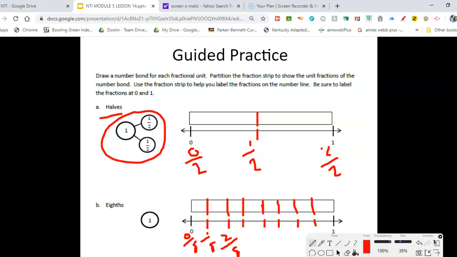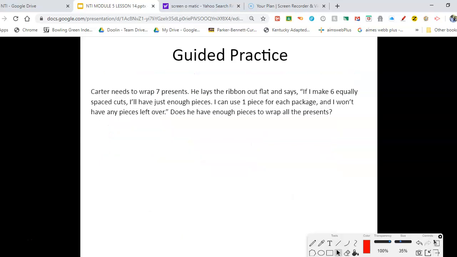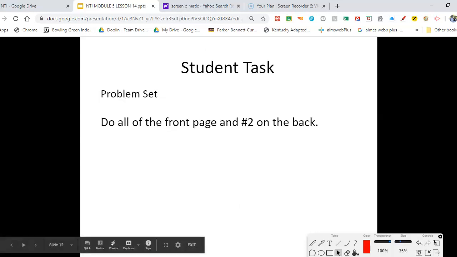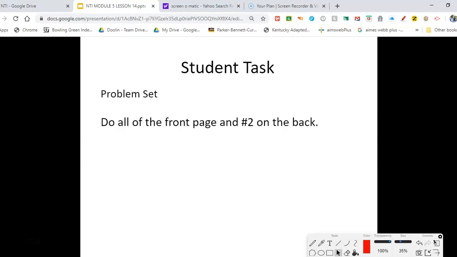So today, boys and girls, we have worked on placing fractions on a number line with the endpoints of 0 and 1. I need for you to work on your problem set that's inside your packet. Do all of the front page and number 2 on the back. Work hard, do a great job, and if you need me, you know where to contact me.